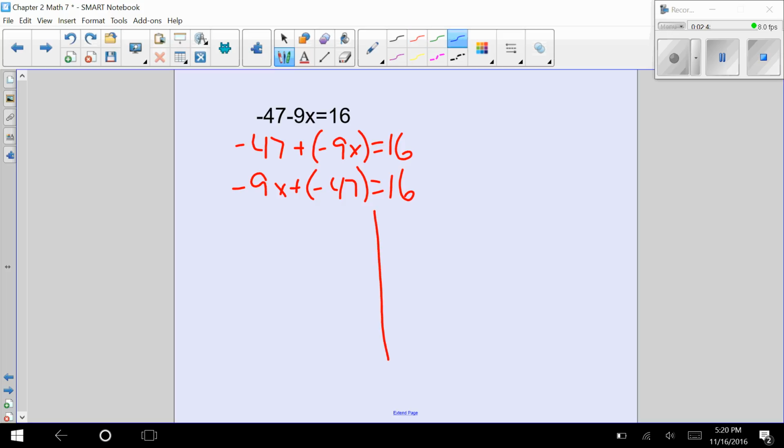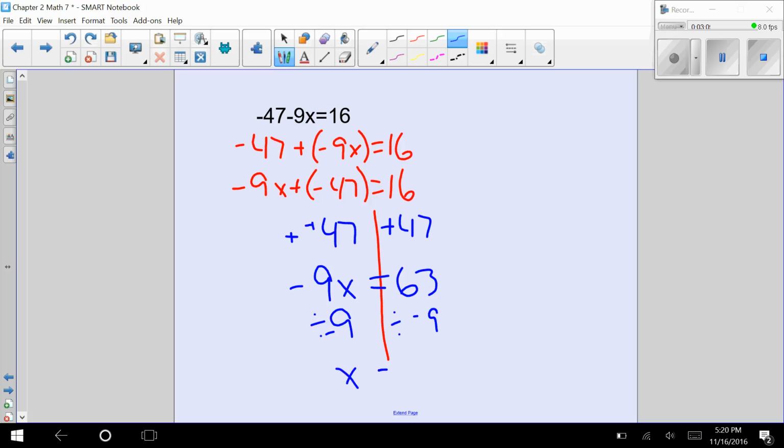Now to get rid of plus a negative, I have to subtract a negative 47. But that is exactly the same as adding positive 47, remember? You can call that adding positive. We're left with negative 9x equals 63. And now we're going to get rid of the negative 9 on the x. So we're going to divide both sides by negative 9. So we get x equals negative 7 because 63 divided by negative 9 is negative 7.